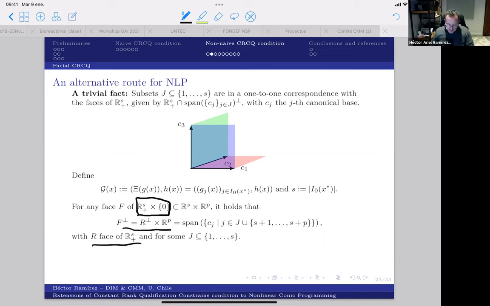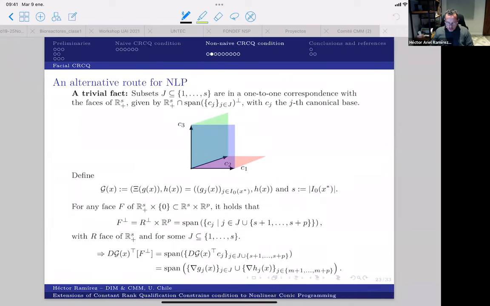And as I said before, all the faces have the form of the span of this one-to-one correspondence of the canonical basis for some subset of indices, and for all those associated with the equality, right? Actually, if these indices bother you, please don't take them into account. Equality is just complicated notation, but not relevant.